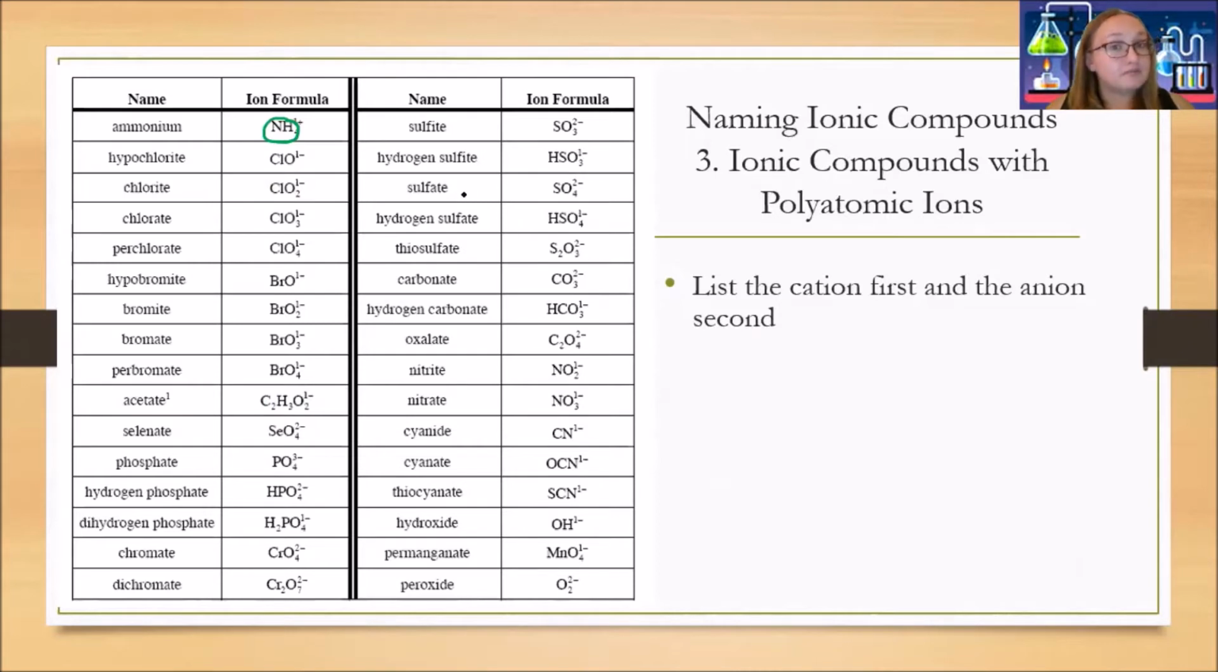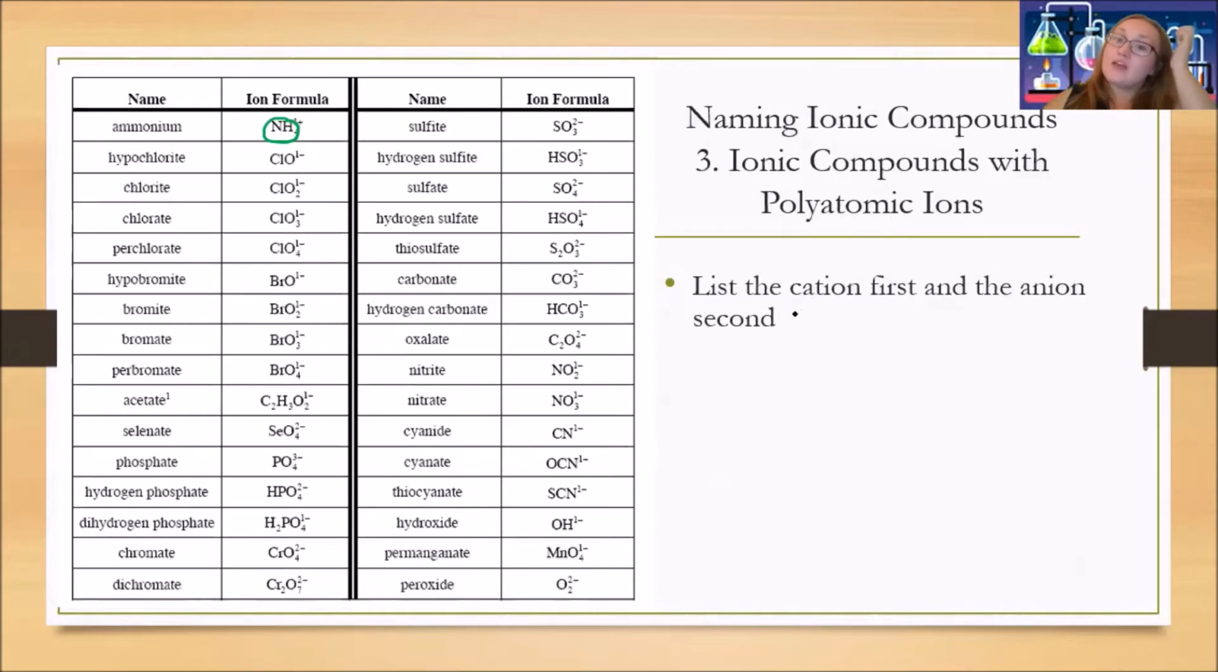Sulfate, SO4 2-. That SO4 is covalently bonded together, and the whole thing carries a -2 charge. So polyatomic ions are ions that are composed of many atoms.